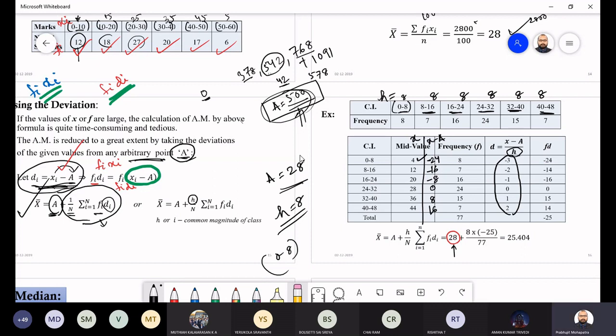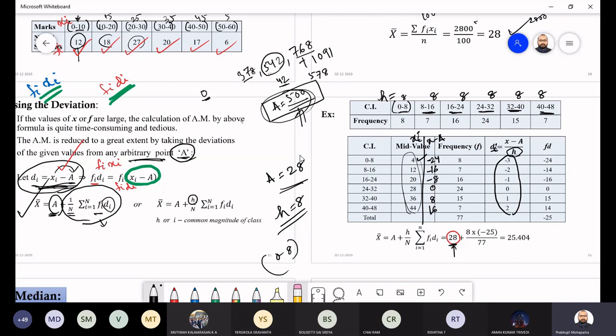Now it is a very small number you are having. So instead of x, using the deviation method, we got these deviations. Deviation from where? Deviation from the position 28. After that, what do we have to do? These are our di, these are our xi, and now we got the deviations.